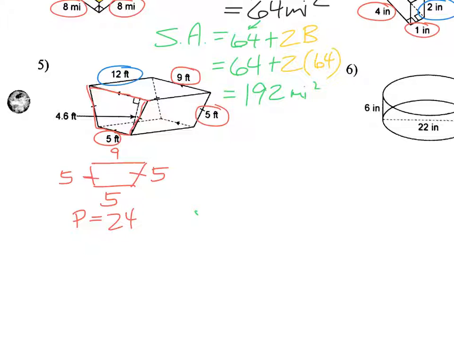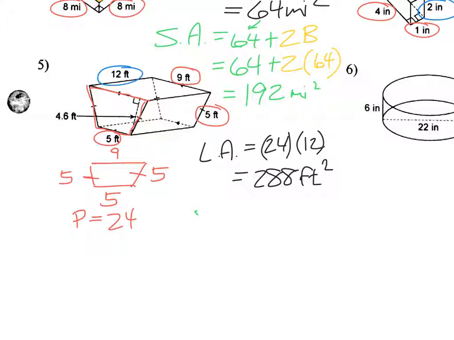So if you think about it, take the prism and turn it where the trapezoid is on the bottom and the top. 12 is how tall that would be. So lateral area is perimeter times height. That's 288 feet squared. Surface area is the lateral area plus 2 big B.